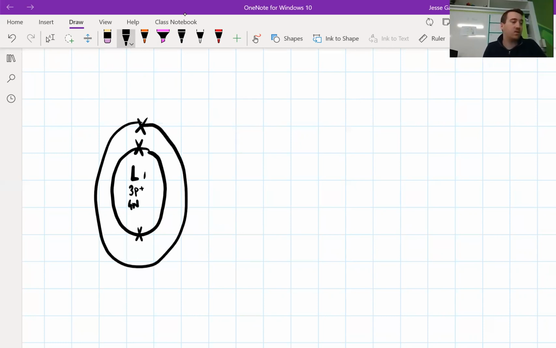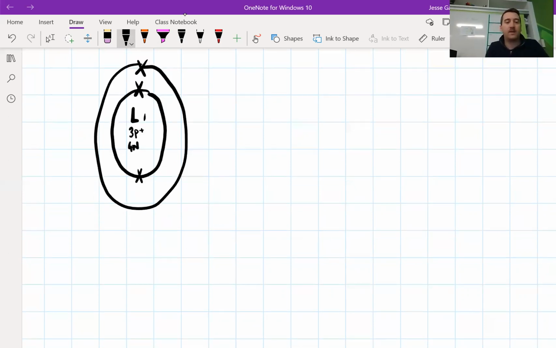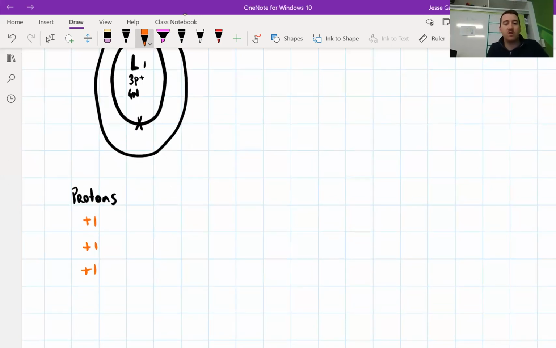That's not new for us, we've done this before. But what we're interested in here is looking at the charges. If we balance up and check how many protons we have, I'm going to use an orange color to show this. Well, we've got 1 proton, 2 protons, 3 protons, so we've got 3 positive 1 charges. If we add them up, we have a total positive charge of 3 for this particular atom.